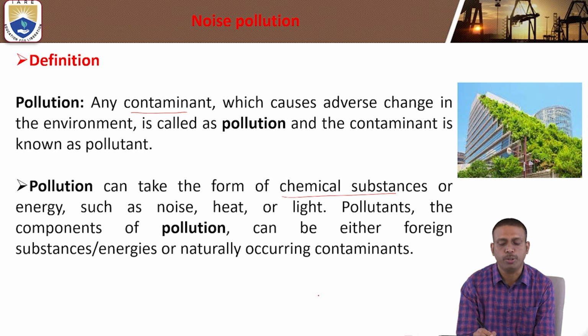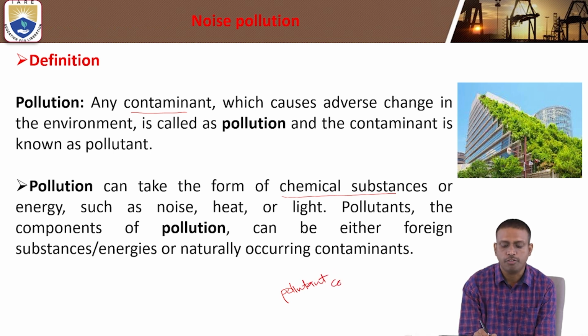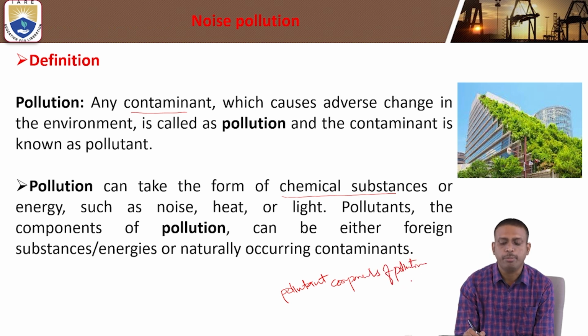Pollutants are the components of pollution. They may be foreign substances, energies, or naturally occurring contaminants. Pollution is in the form of chemical substances or energy such as noise, heat, or light, and the pollutants that are the components of pollution can be foreign substances, energies, or naturally occurring contaminants.